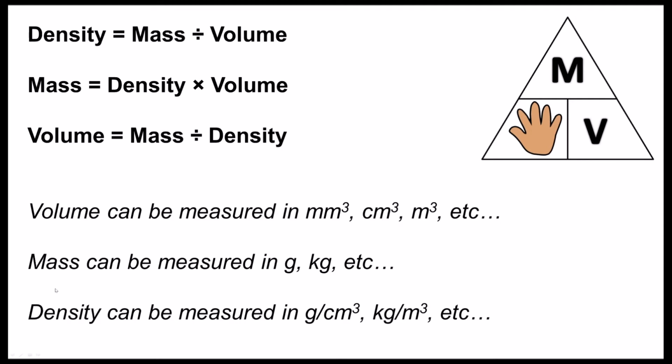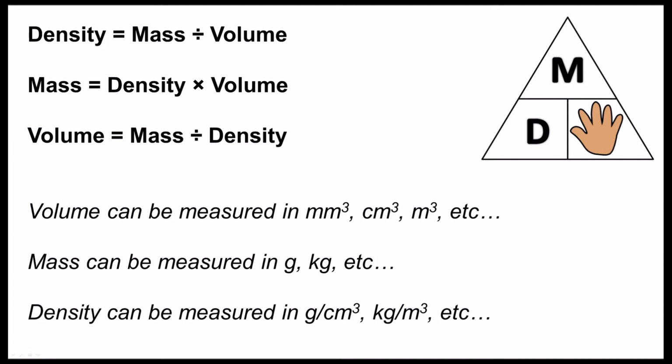If I wanted to work out mass, I cover up the m, and I've got d and v which are on the same level. That means density times by volume. And lastly, if I wanted volume, I cover that up, and you'll notice that m is above d. That means mass divided by density.